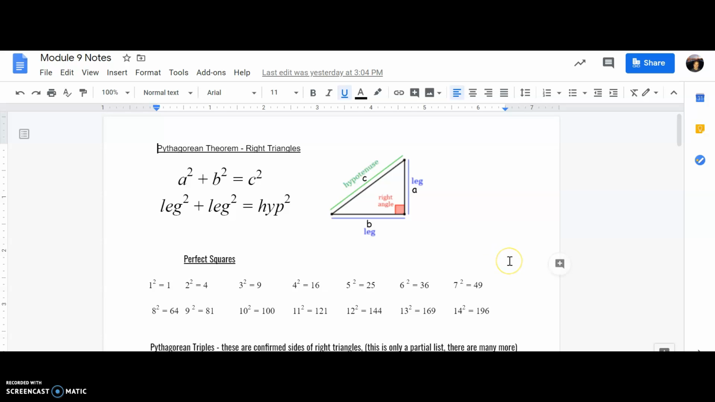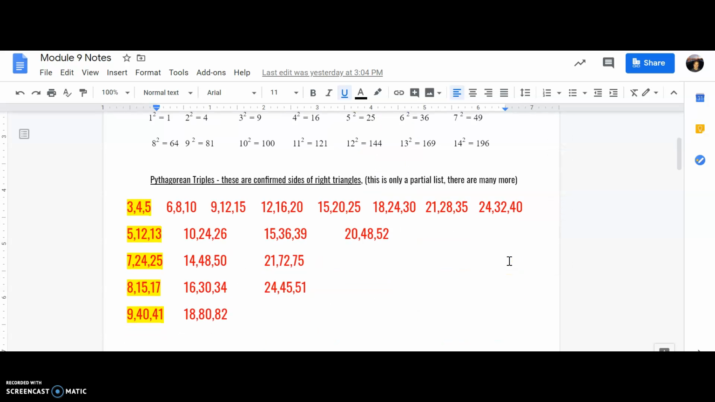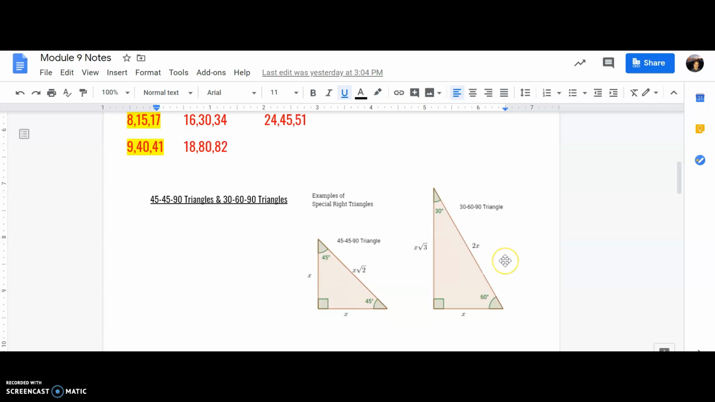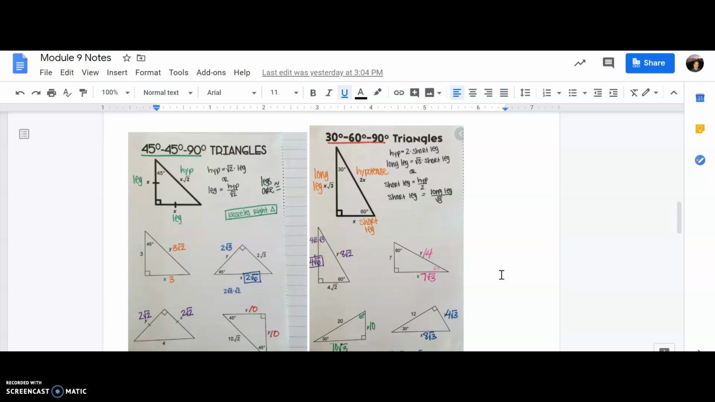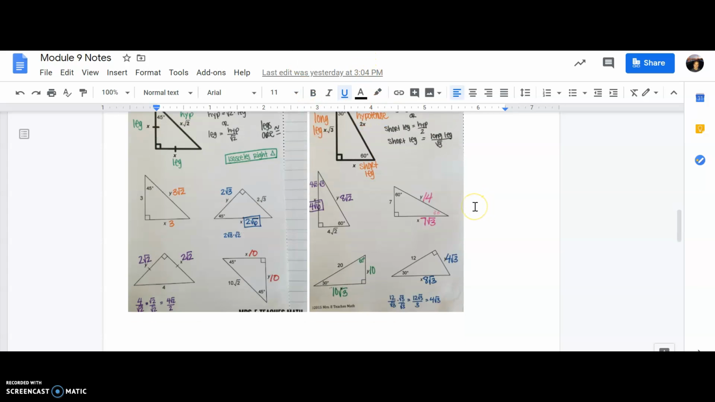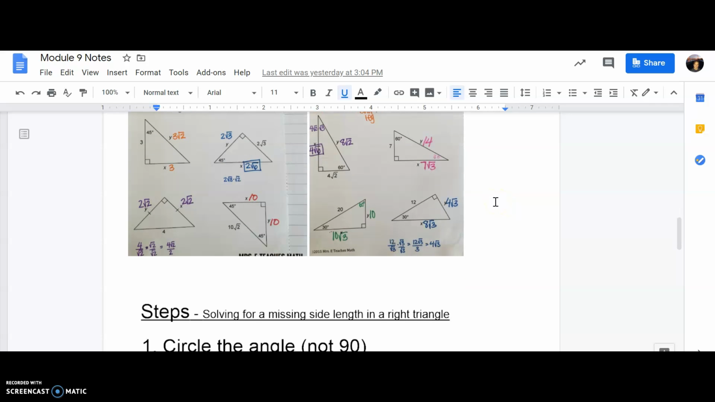So this is some of our old stuff. Our Pythagorean triples, our 45, 45, 90, and 30, 60, 90. So this is what we are working on today. This is what we worked on in class last time. So I just wanted to practice this some more with you. Here's some more examples down here for the 45, 45, 30, 60. So have these open and just flip back and forth up on the top in your tabs and find what it is that you need to know.